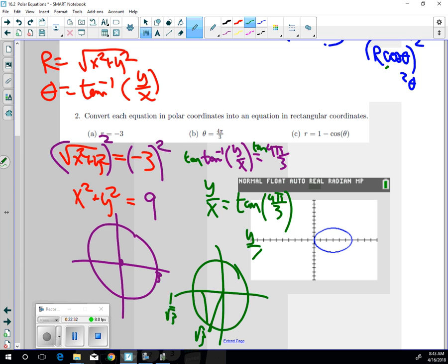So y over x equals the square root of 3. So y is equal to the square root of 3x. I'm not kidding you. This is the same as that.